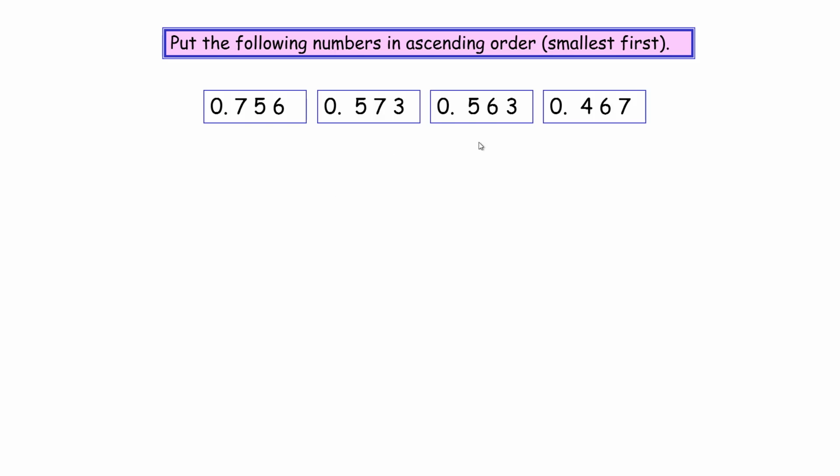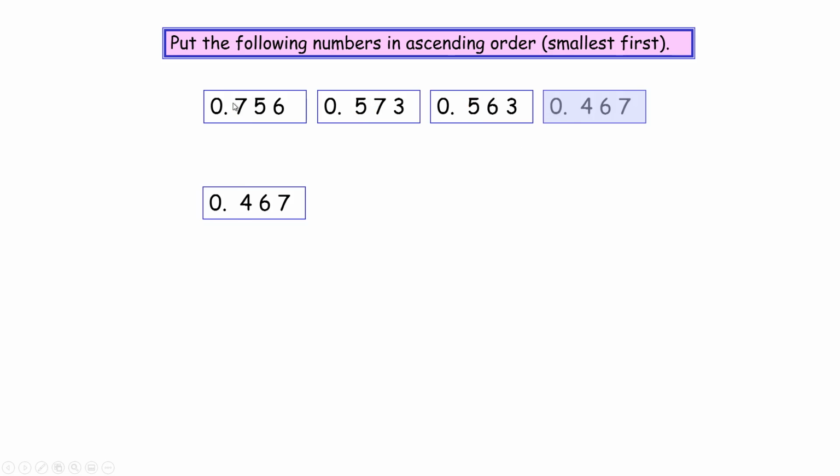Okay, so in this question here it says put the following numbers in ascending order. Ascending, smallest first. Okay, so they're all decimals, they have no whole number value. So we look at the first column, our tenths column. Okay, we got 0.7, 0.5, 0.5 and 0.4. So you got 7, 5, 5 and 4. The smallest is going to be the 0.467.